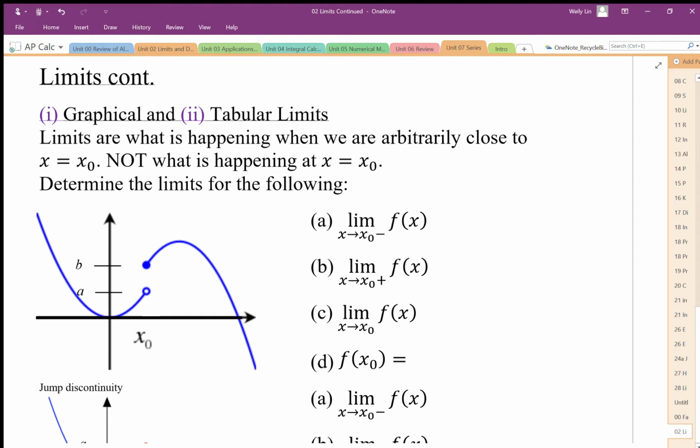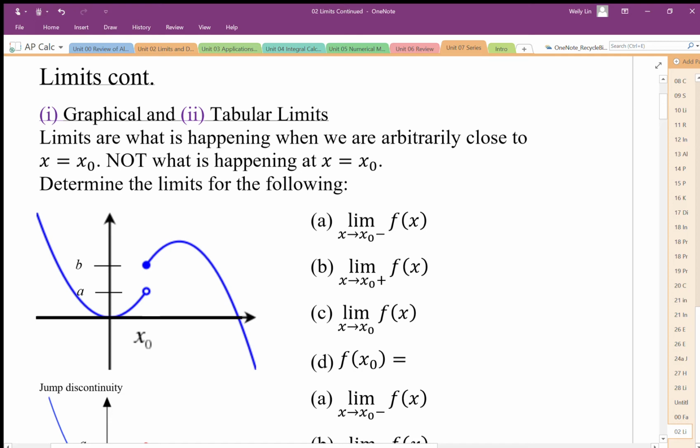So we want to be able to understand limits from an algebraic perspective, but we also want to make sure we understand from graphical, which is probably the easiest way, and then with tabular limits as well, on a table. So again, it's important to understand that limits are not what's happening at the point. If I want to know what's happening at x naught, that's not what a limit is for. It's what's happening as we approach x naught here.